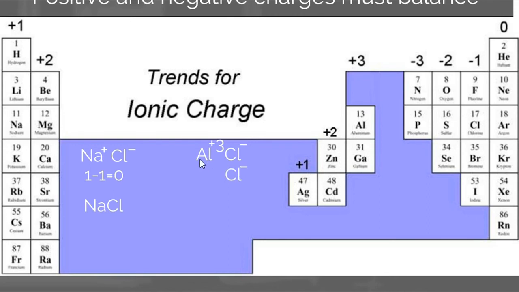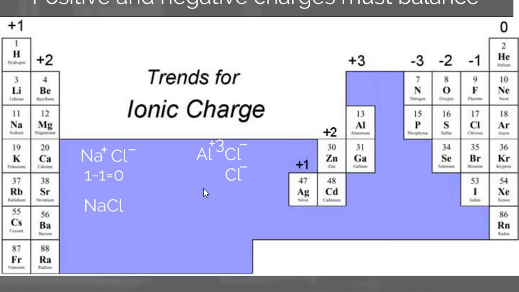So now I have one atom of aluminum worth +3 and two chlorines, each worth -1. So if I do that math, 3 minus 1 from the chlorines, I get +1. That's closer, but still not 0 that I want for a valid ionic compound. So let's take that off and try that one more time.